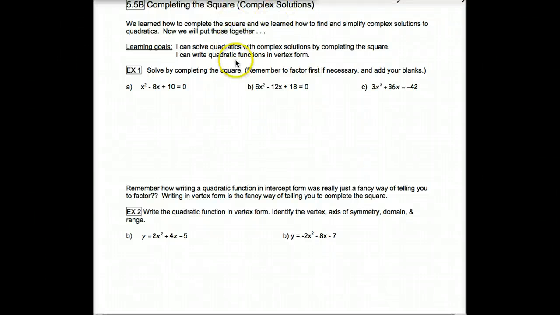Today we are going to talk about completing the square again, only today we are going to put completing the square together with our imaginary numbers that we learned about. So we are completing the square, but some of the equations that we are solving are going to have complex solutions. So I can solve quadratics with complex solutions by completing the square.